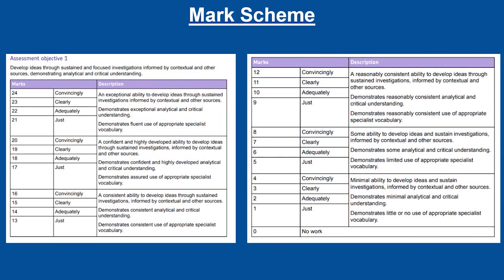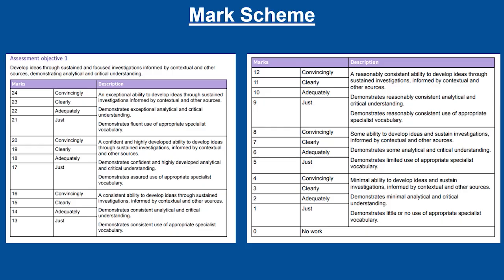So there are 4 assessment objectives that pupils are marked under for the A level. I'm going to talk you quickly through the mark scheme and how that works under each assessment objective. There are 24 marks available for each of these AOs, and the marks awarded will vary depending on whether your teacher feels that you've hit certain things in convincing, clear, adequate or just manners.